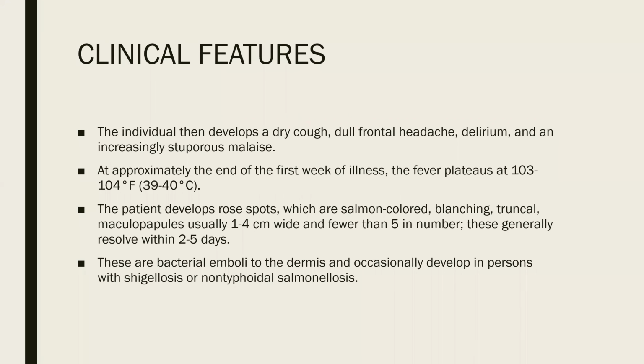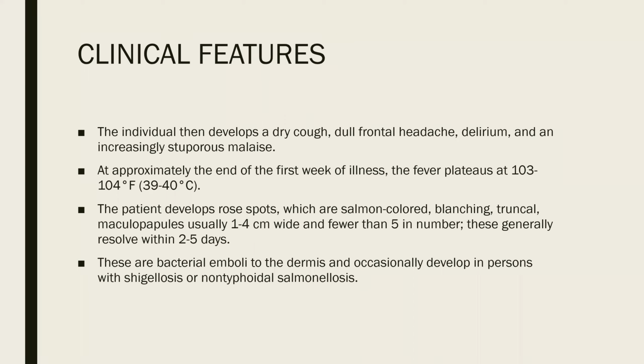Now, an individual may develop a dry cough, dull frontal headache, delirium, and increasingly stuporous malaise, so the patient is just slow. That's what you will notice. But then at the end of the first week of the illness, you will notice that the fever has plateaued, or the temperature has plateaued. And usually you see them getting high temperatures. Not always, but usually around 39 to 40 degrees Celsius thereabout.